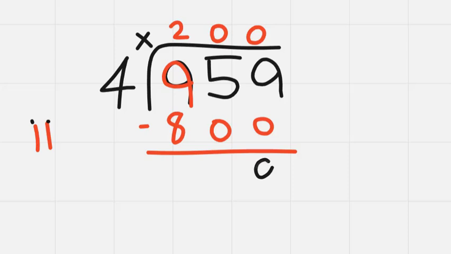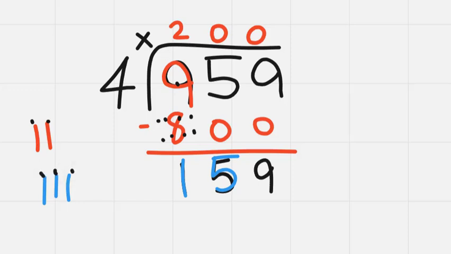9 minus 0 is 9. 5 minus 0 is 5. And then 9 minus 8 is 1. And now we'll divide again. We'll look at the 1, which is less than 4. That means we need to consider the number next to it. We're going to count by 4 until we get to 15 without going over. Let's see how close we can get. 4, 8, 12, 16. That's too high, so we stop at 12.